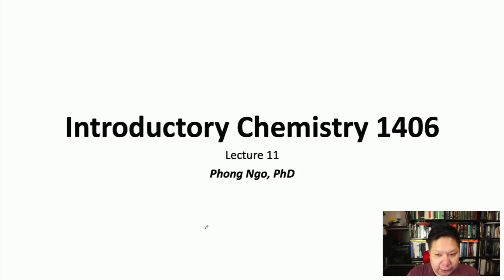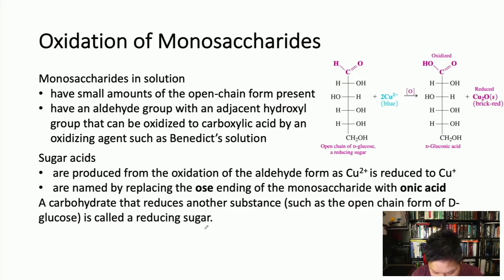In the last lecture, we discussed carbohydrates and naming carbohydrates and other basic things about carbohydrates. In this lecture, we're going to discuss the properties of carbohydrates and reactions that can be done with carbohydrates. So let's get started. The first one is an oxidation reaction.